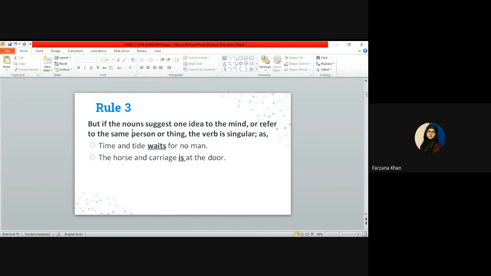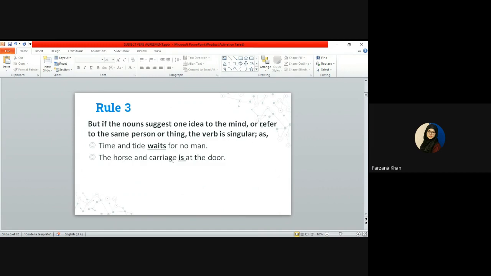Here you can see in the example, time and tide waits for none, for no man. Right? Time and tide. Although these are two singular nouns, they have been used for one main idea. That's why we will go for a singular verb. In the next example, you can see the horse and carriage is at the door. So why have we used a singular verb here? Because the horse is a singular noun.